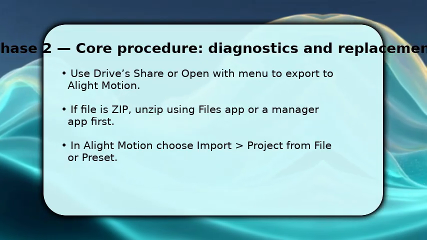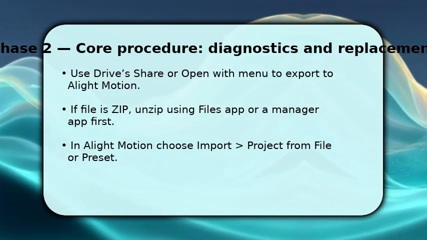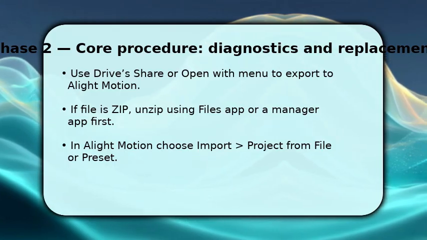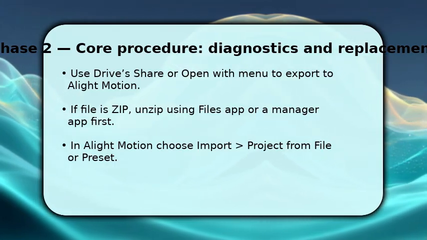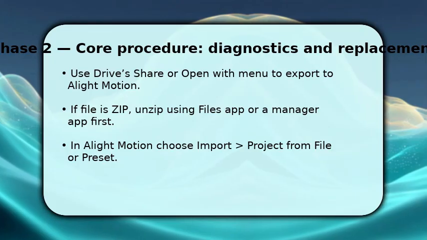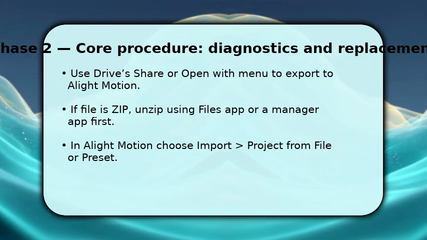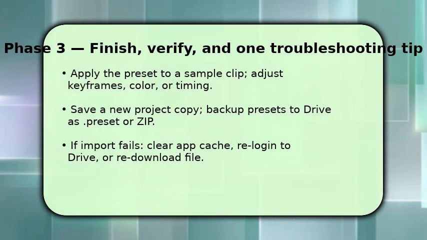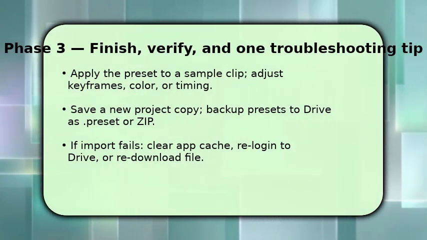In Alight Motion, tap Import, then project from File or Preset. Select the transferred file. You'll see a preview. Apply it to a new project so settings don't overwrite existing work. You finish by applying the preset to a test clip and adjusting keyframes, timing, or color so it fits your footage.